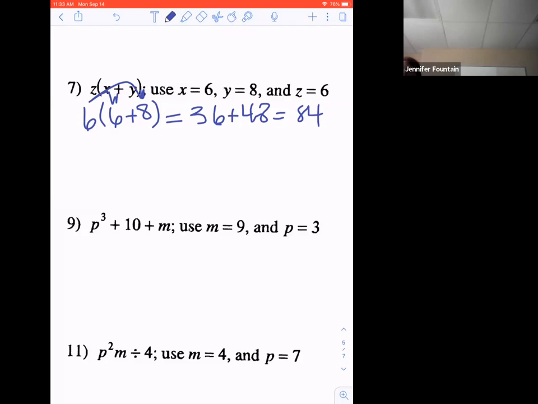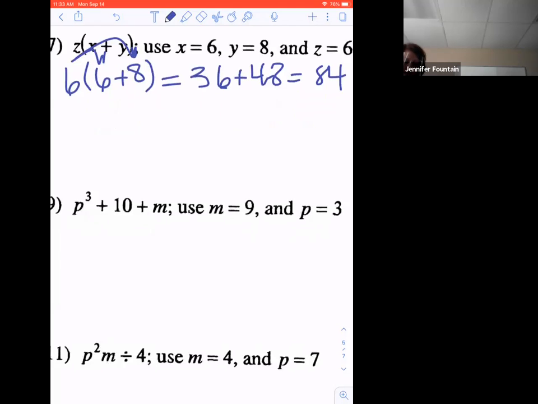Did you get 84? Okay, you could have done 2 different things here. You could have distributed like I did, because if I add 6 and 8, that's 14, then I have to multiply 14 times 6. I don't know what that is off the top of my head. But I do know that 6 times 6 is 36, and 6 times 8 is 48. So if I add 36 plus 48, I get 84. I'm looking for the path that's going to be the easiest to do. Go ahead and work number 9.